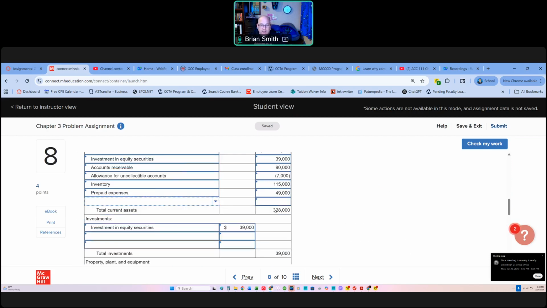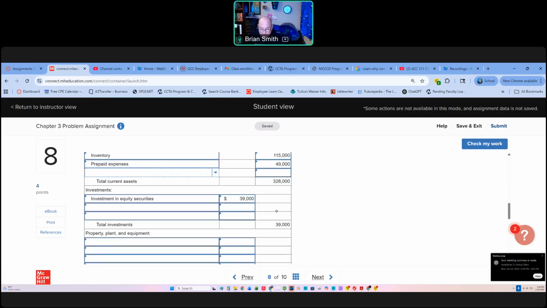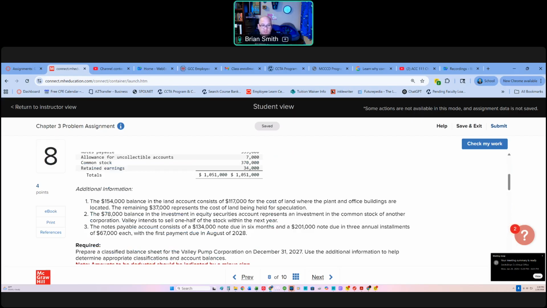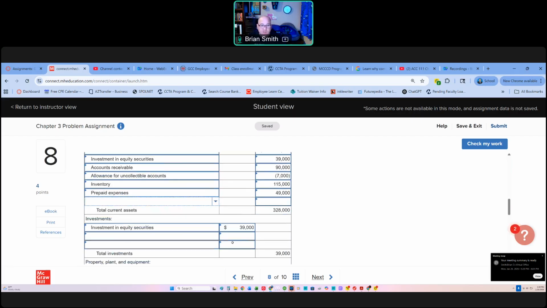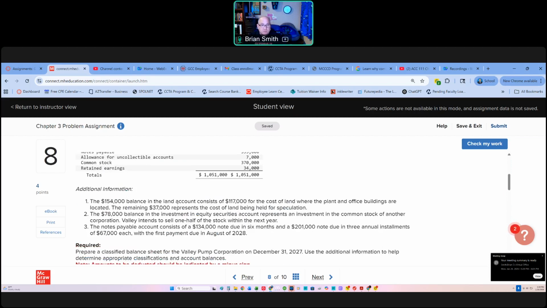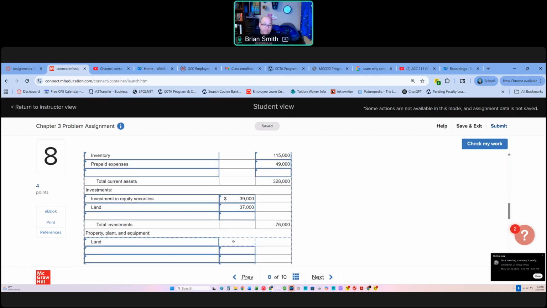All right. Current assets. I believe we're done with the current assets, but we're not done with our investments because it says here: $154,000 balance in land, consists of $117,000 of land where the plant and office building are located. The $37,000 is held for speculation. So $37,000 of land is an investment. Okay. Let's put that other amount of land over here. And it said how much? 117,000.